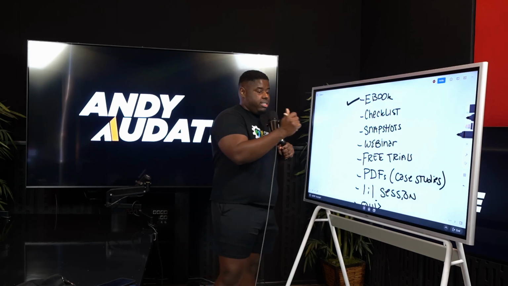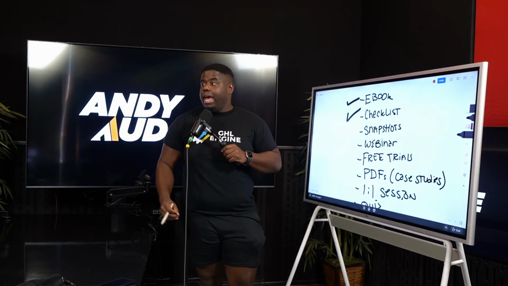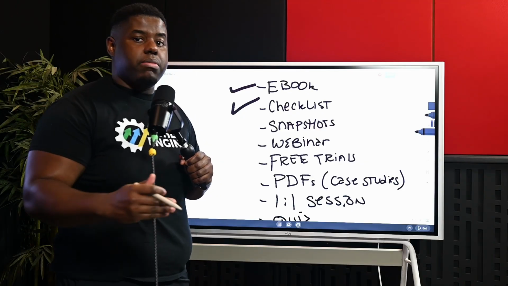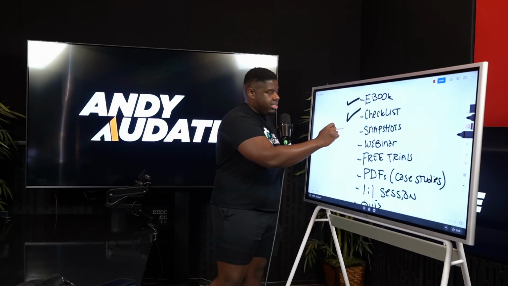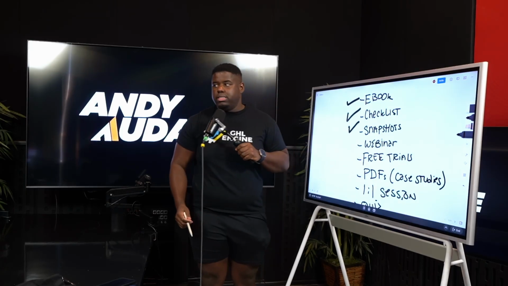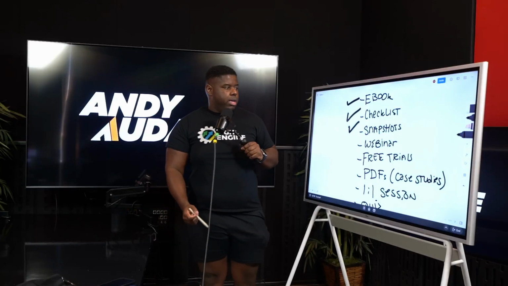You can also use a checklist. You can also give away checklists, especially for people who are already solution aware and you want to support them, to give them the right tools to make a decision. You can give them a checklist. Another one is a snapshot. A snapshot is specific to Go High Level agencies where they can templatize a sub account and give it to other Go High Level agencies. Another one is a webinar.